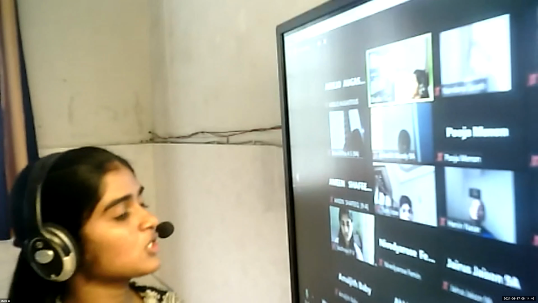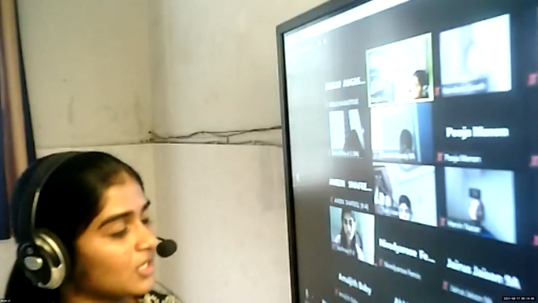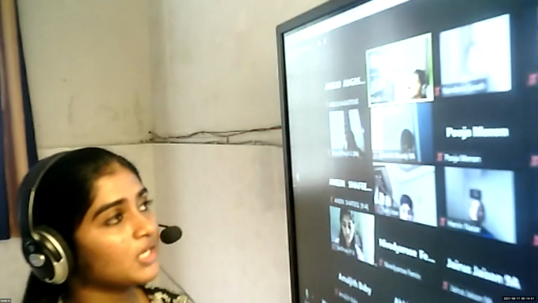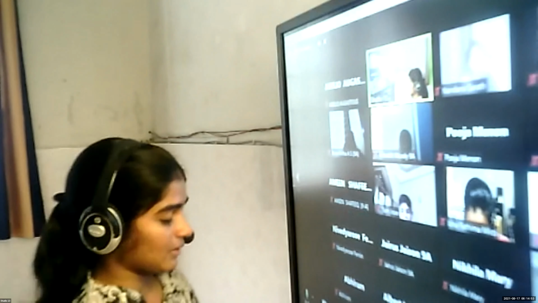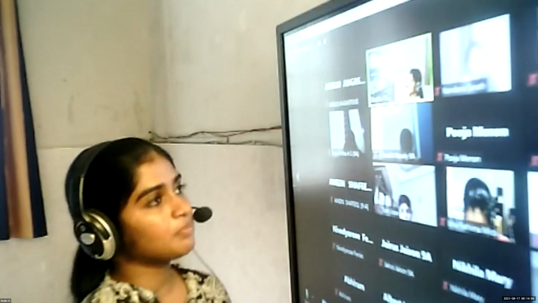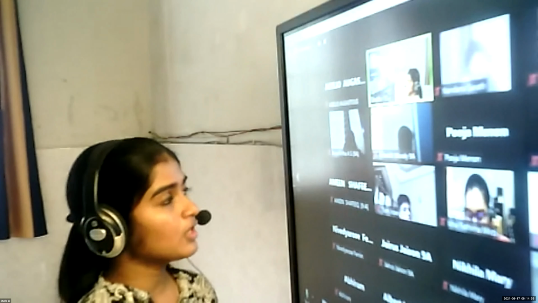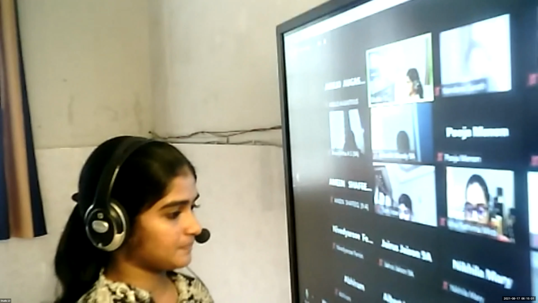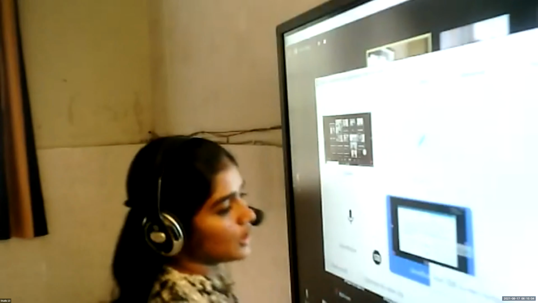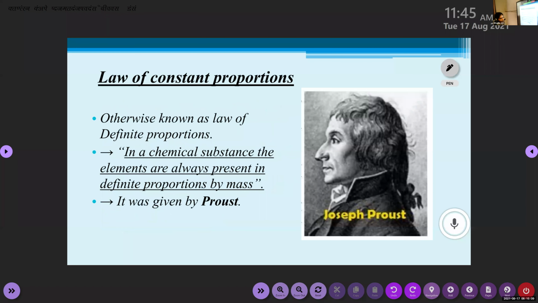Then after this law of conservation of mass, I told you Lavoisier along with other scientists noted that many compounds were composed of 2 or more elements. They always remain in the same proportion or fixed ratio irrespective of where the compound came from or who prepared it. This led to the discovery of the law of constant proportion. It is otherwise known as the law of definite proportion.